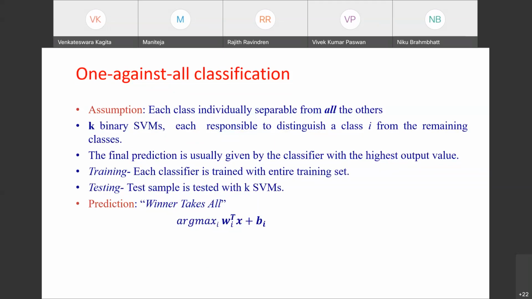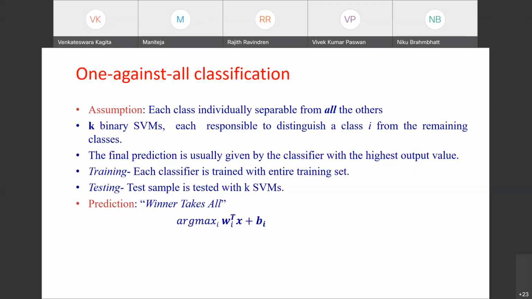Each class individually separable from all the other classes, right? So we require k binary SVMs here because we have k classes, and each binary classifier is responsible for separating the ith class from the rest of the classes. The ith classifier separates instances of the ith class from the rest of the instances. And the final prediction is given by the classifier with the highest output value.